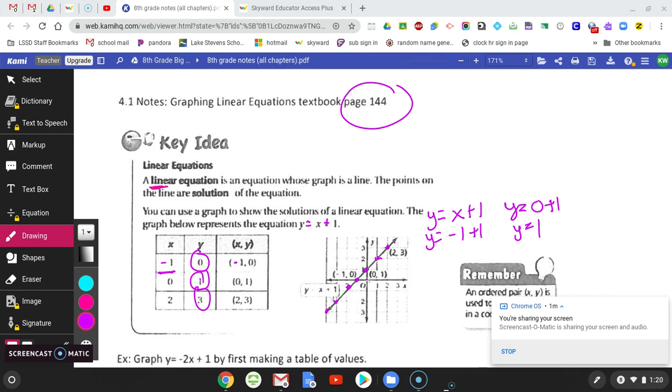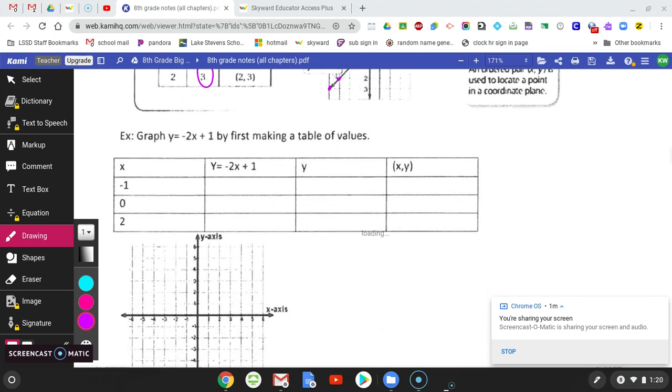The point 0, 1 says don't go left or right at all, but go up 1, so that would be this one here. And the point 2, 3 tells me to go right 2 and then up 3. So I'm able to graph those points and connect them, and I'm able to graph a linear equation.